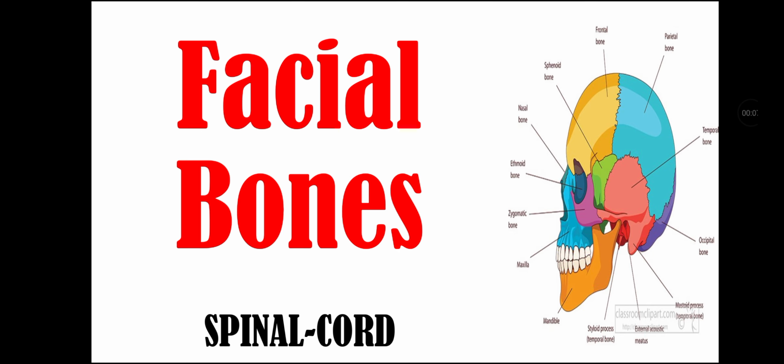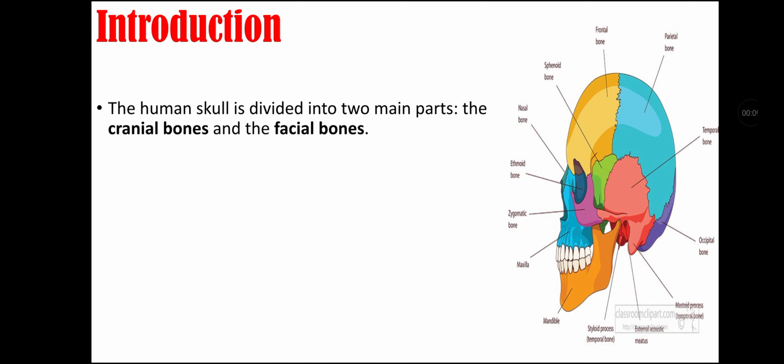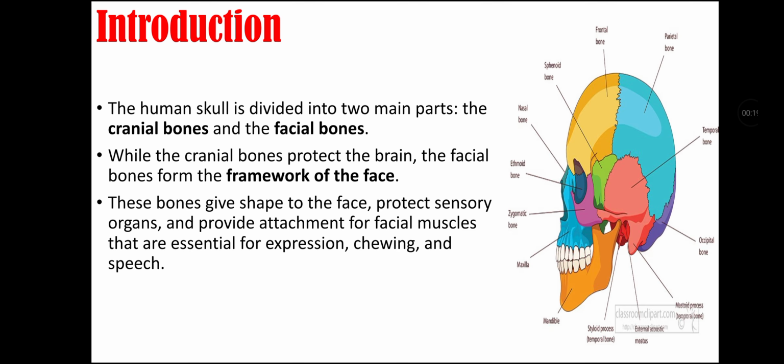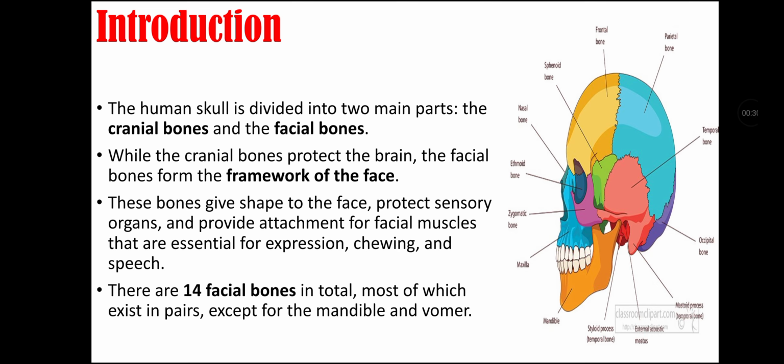So let's start our topic with introduction. Human skull is divided into two main parts, the cranial bones and facial bones. While the cranial bones protect the brain, facial bones form the framework of the face. These bones give shape to the face, they protect sensory organs and provide attachment for facial muscles that are essential for expression, chewing and speech.